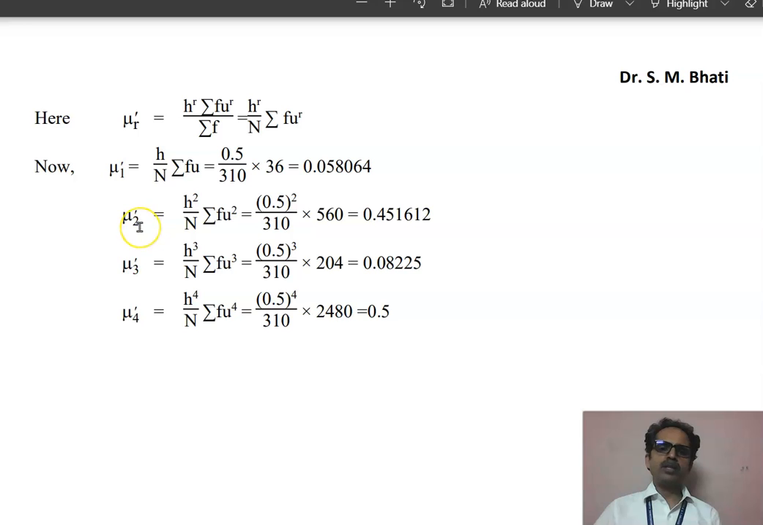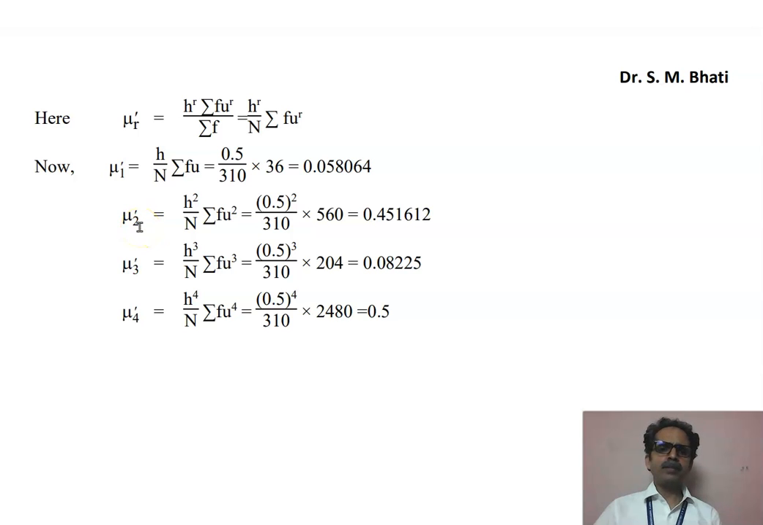Now mu2 dash has the formula. How to get the formula for mu2 dash? Put r as 2 here. If you put r is 2, you will find mu2 dash is equal to h square upon n summation fu square. H square means 0.5 whole square, n is 310, and summation fu square can be obtained from the table. It is 560. When you simplify this, you can get mu2 dash.